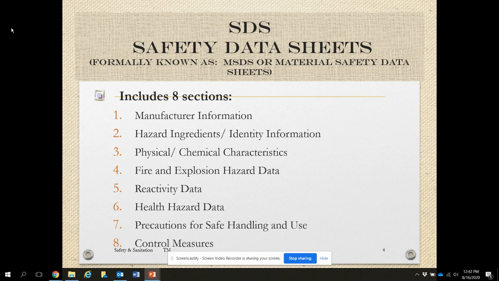So manufacturer information: who made it, what their address is, what their phone number is. Any hazardous ingredients or identity information about what the chemical is. Physical and chemical characteristics. So is it a liquid? Is it a solid? Is it a granule? That type of stuff. Fire and explosion hazard data. So is it highly explosive? Is it not? And what you need to do if that chemical catches on fire.